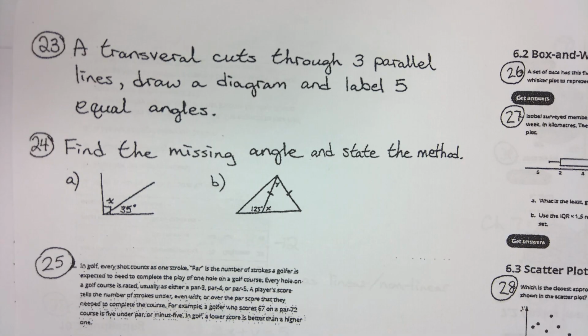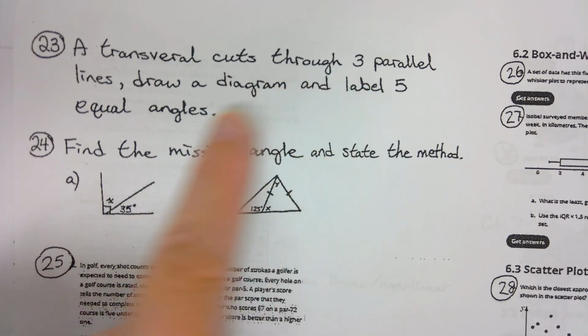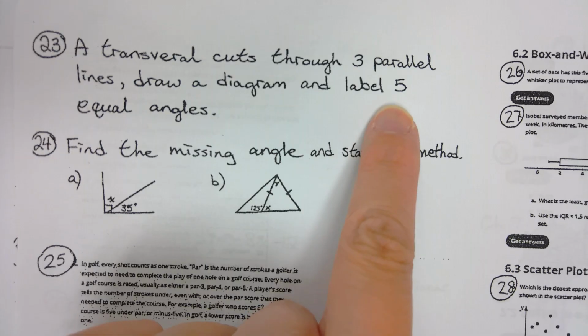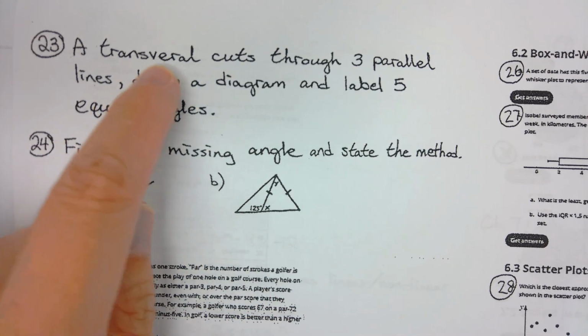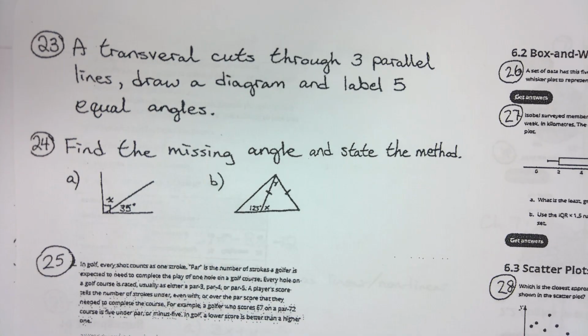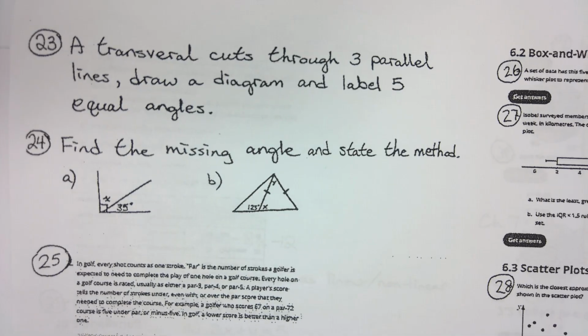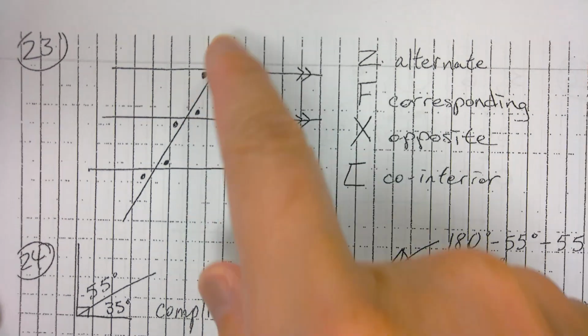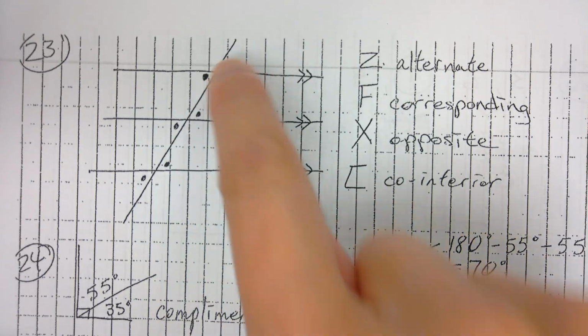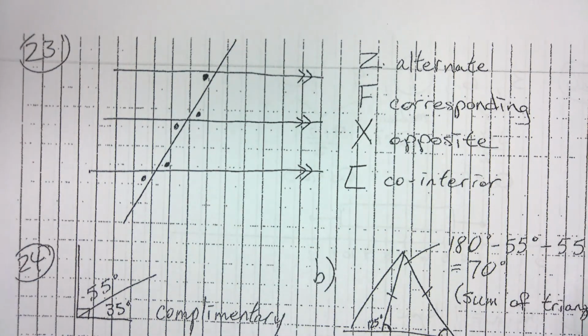Number 23, a traversal cuts through 3 parallel lines. Draw the diagram and label 5 equal angles. What's a traversal? Simon? Yeah, a line that goes through 2 or more lines. So this one is a traversal. It's just basically a line that cuts it.